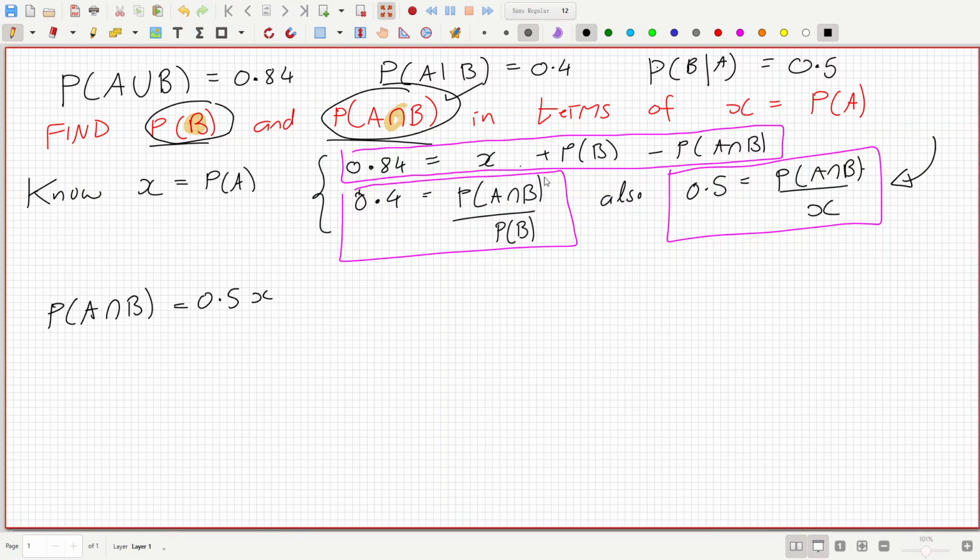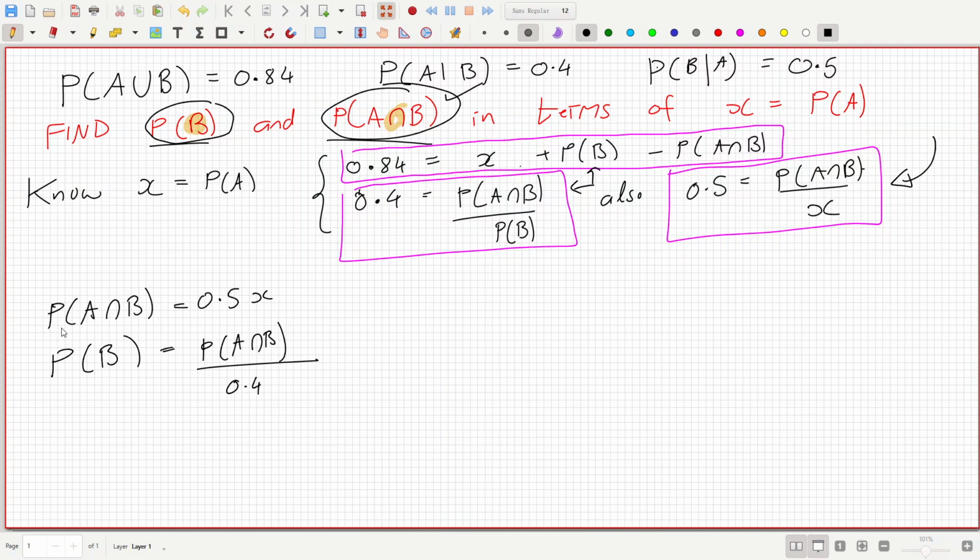Now what about getting B? Well, I could use that equation, or I could use that one. I'm not sure which would be best. I think I will use the shorter one, the second one. I can say P(B) equals P(A and B) over 0.4.